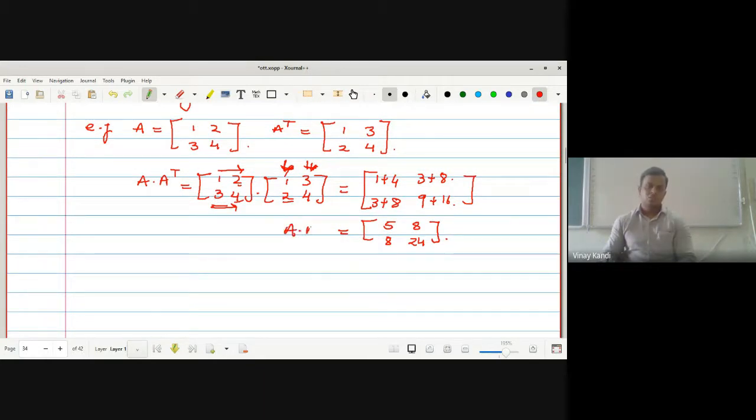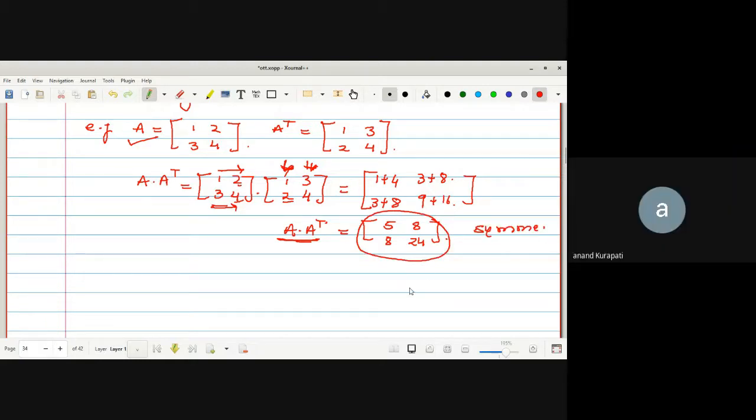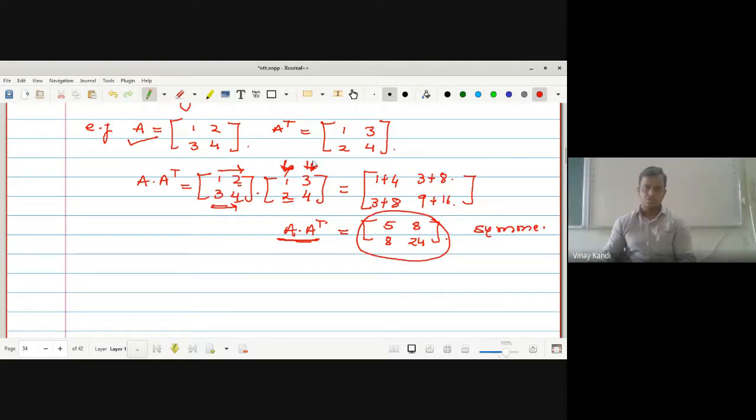A into A transpose. Here A is any matrix, then A into A transpose is the symmetric matrix. The matrix is 5, 11, 11, 21, sorry. Now, so this is the symmetric matrix.